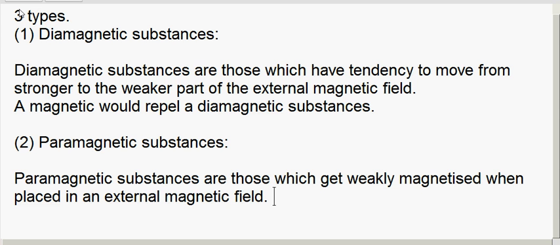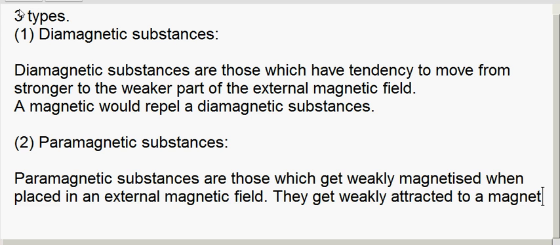Now they have the tendency to move from a region of weak magnetic field to strong magnetic field, or they get weakly attracted to a magnet. So if you take a paramagnetic substance near a magnet, it gets weakly attracted.